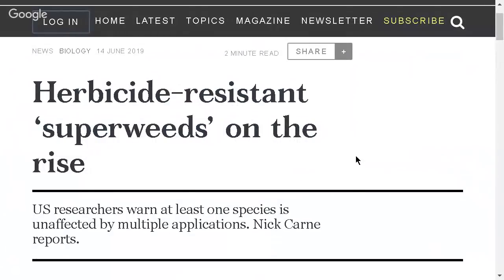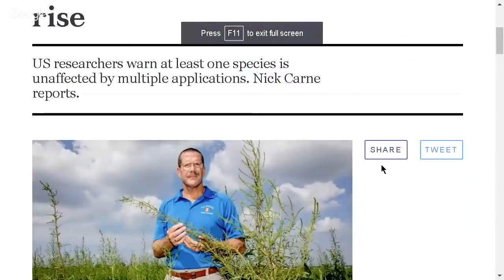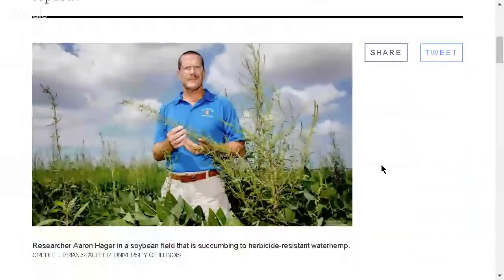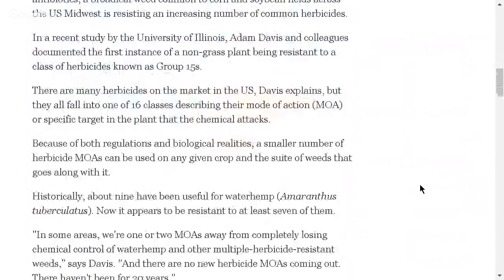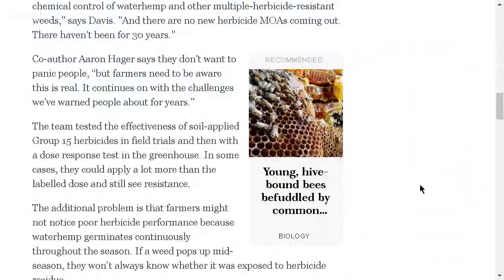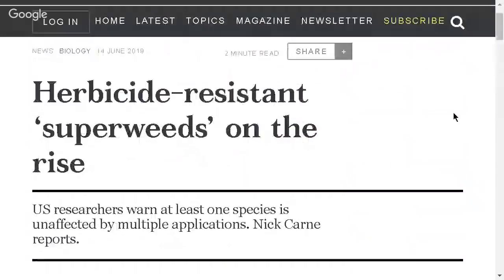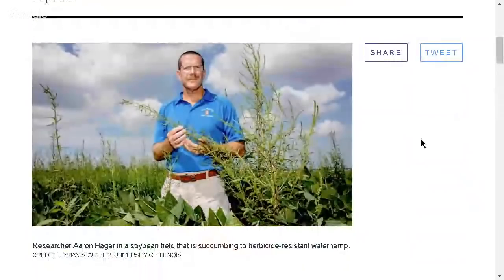Here's an article from CosmosMagazine.com. Herbicide-resistant superweeds on the rise. Is it a surprise that some weeds have become immune to glyphosate? Is that a surprise to you? This idea of just spraying pesticides all over everything and having glyphosate-resistant plants is a stupid idea. And yet another reason why we're growing our own food, and we suggest you do too. Links to this article as well.